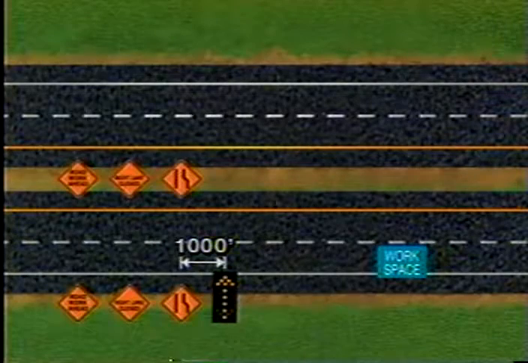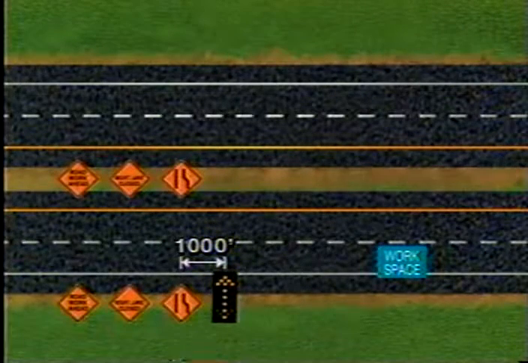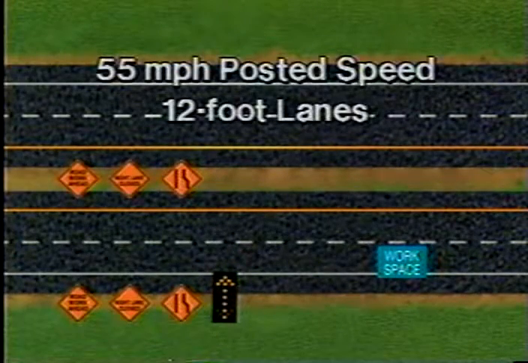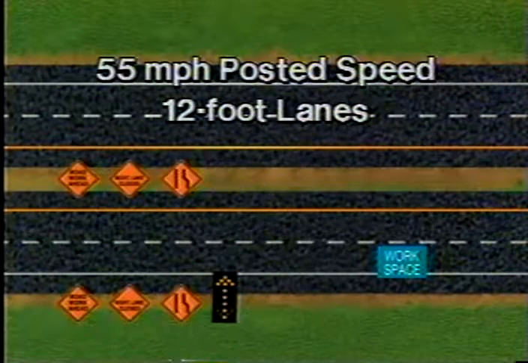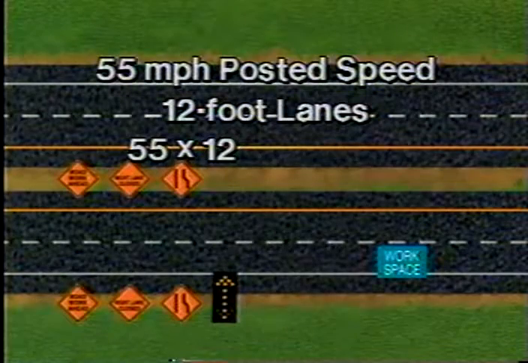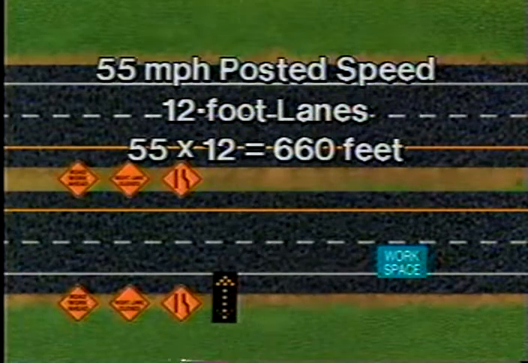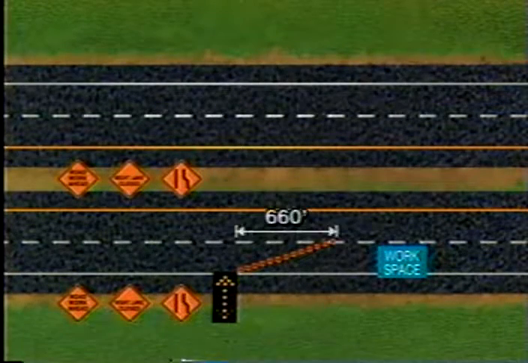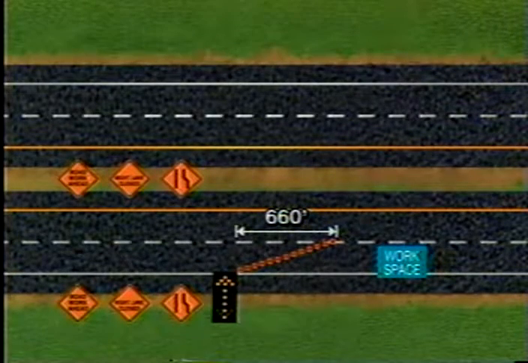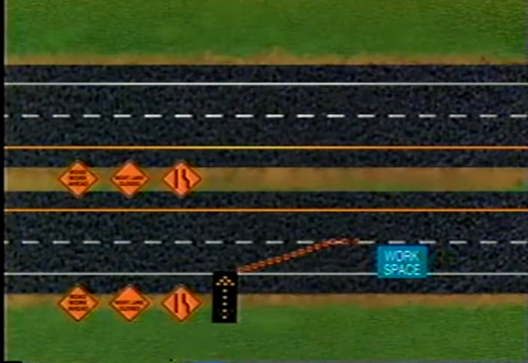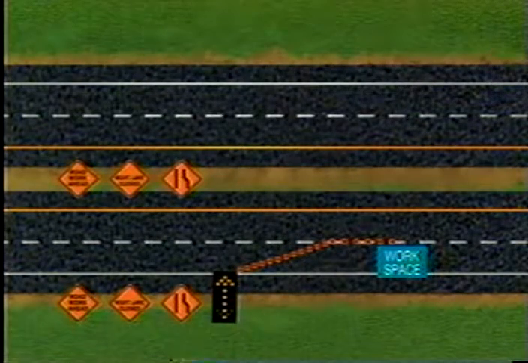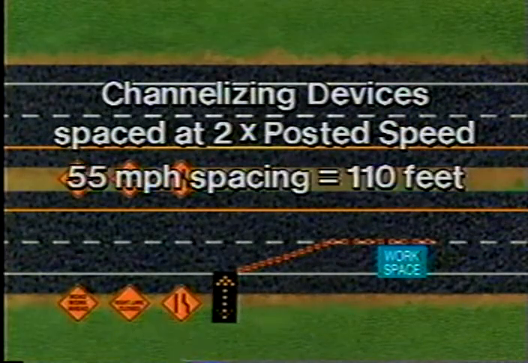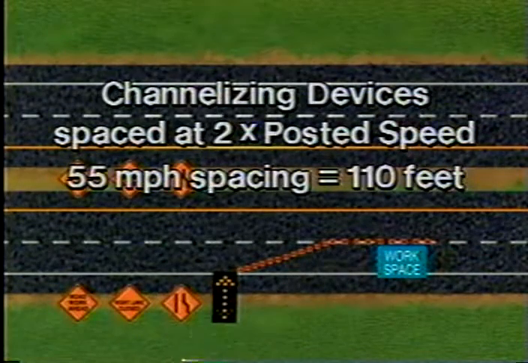When setting up the taper, it is good practice to place your work vehicle or advance warning arrow display before the start of the taper for added protection. With a 55-mile-per-hour posted speed and 12-foot lanes, the taper should be 55 times 12 or 660 feet long. For this example, the lane closure taper consists of 13 channelizing devices on 55-foot centers for a total of 660 feet. A 335-foot buffer space and the workspace are outlined by channelizing devices spaced 2 times the posted speed. For 55 miles per hour, the spacing would be 110 feet.